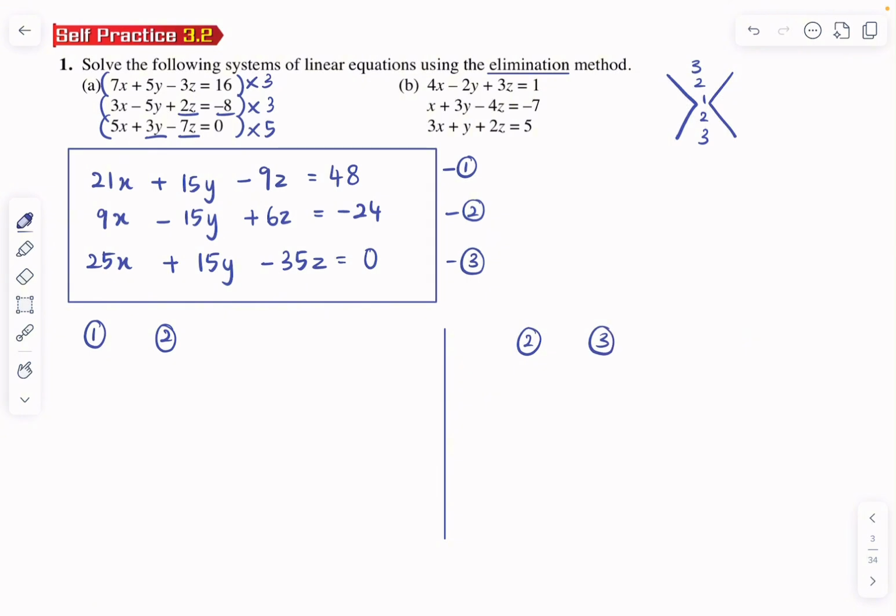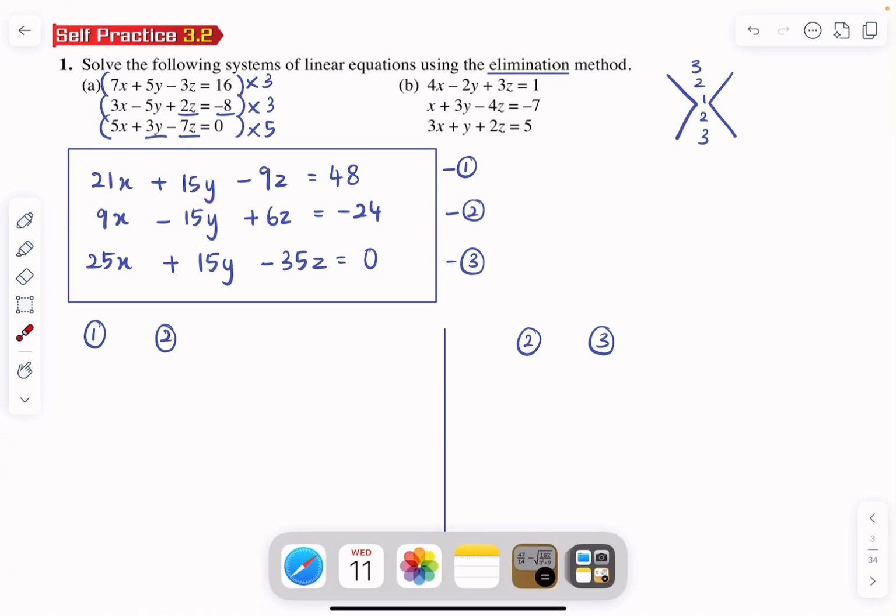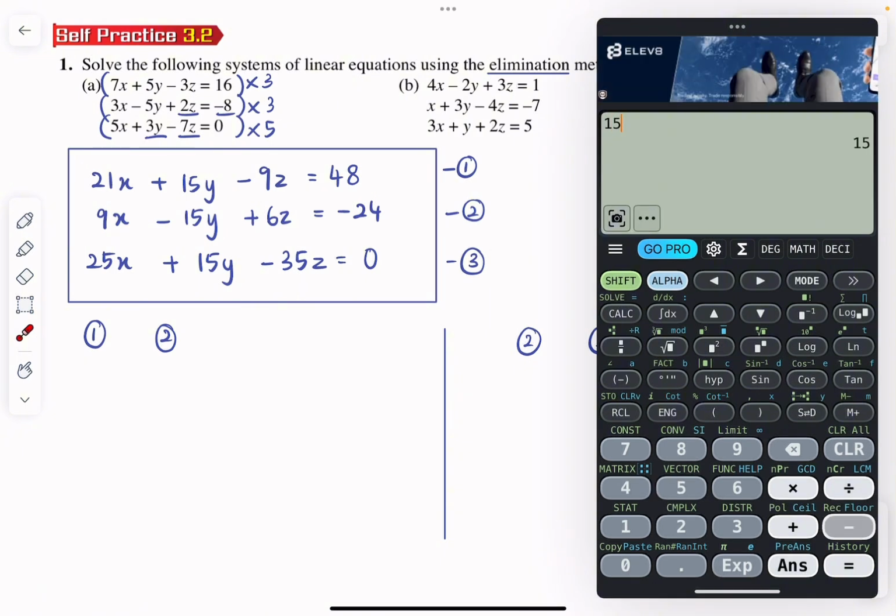Okay, so equation 1 and equation 2, if we want to get rid of the y, one is positive, one is negative. So if you want to cancel off, you have to add these 2 equations. Because 15 plus negative 15 will give us 0. If you minus, okay, let me show you. If you do 15 minus negative 15, we will not be eliminating it. We will get 30y instead, which is not what we want now. So we add 15 with negative 15, we will get 0. So what we have to do here is plus. So let's add these 2 equations.